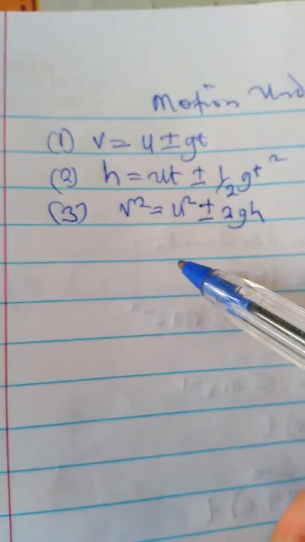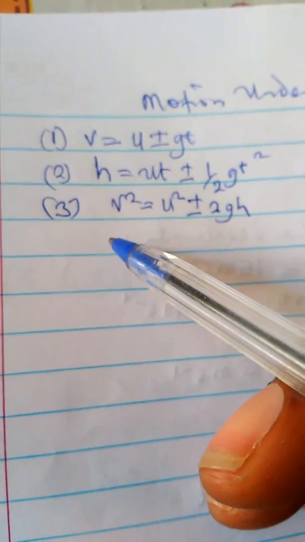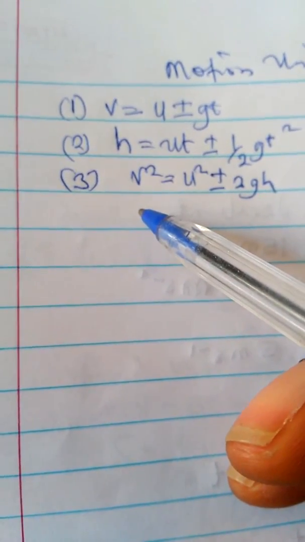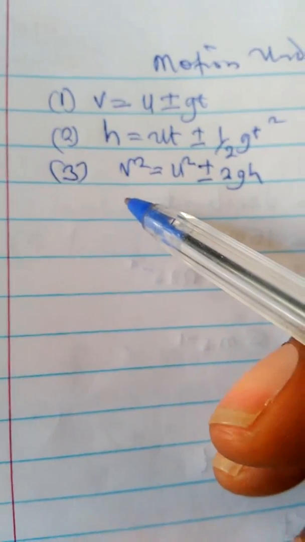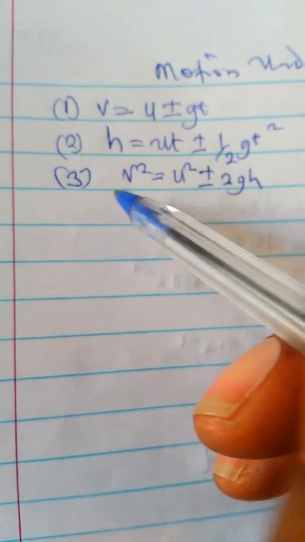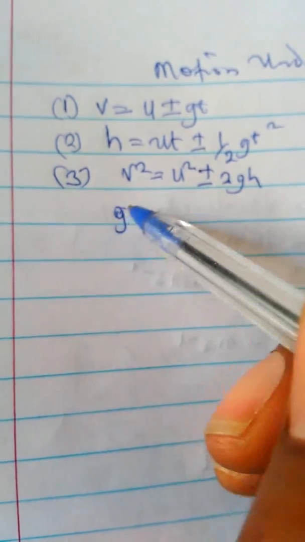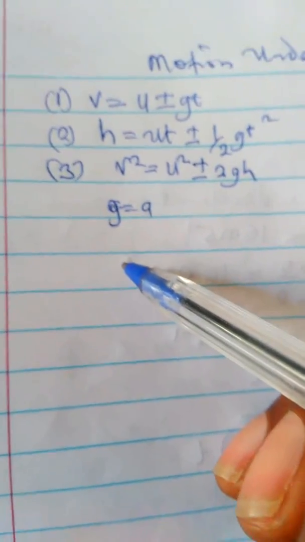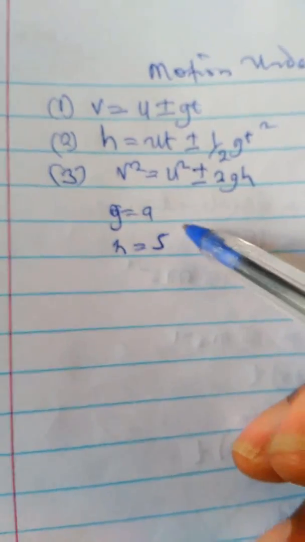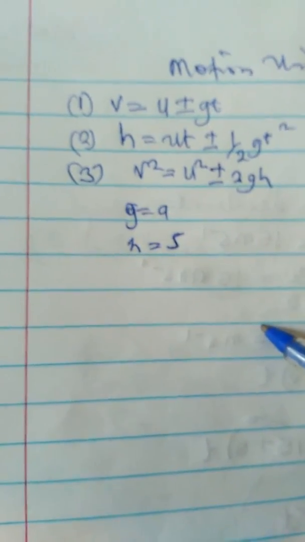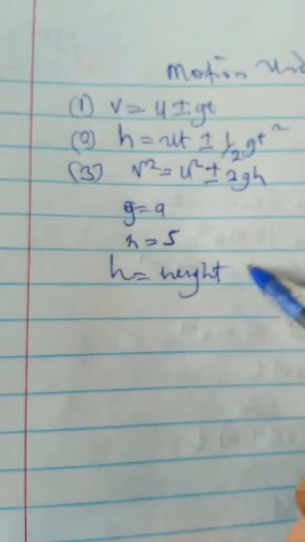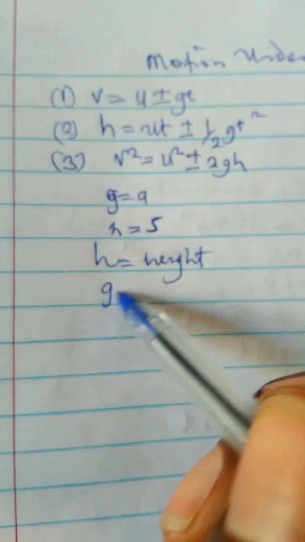As you can see, look at it very well and notice the difference between the normal motion equation and this one under gravity. If we look closely, we see that G for these equations is equals to A as in the other equation, and H now represents S. That's the difference. So H is equals to the height, and G is equals to what?